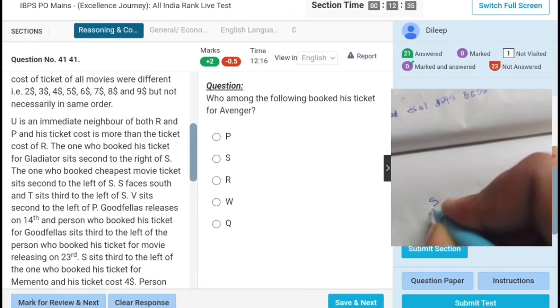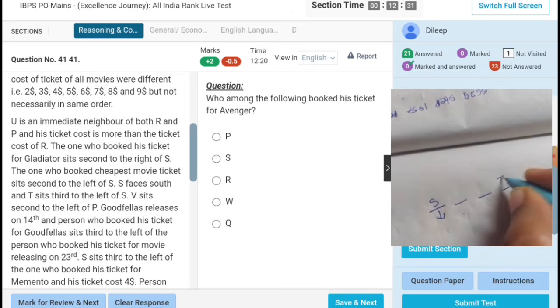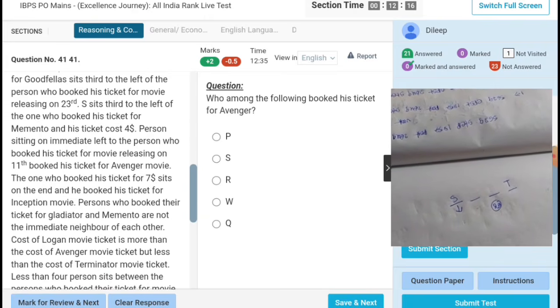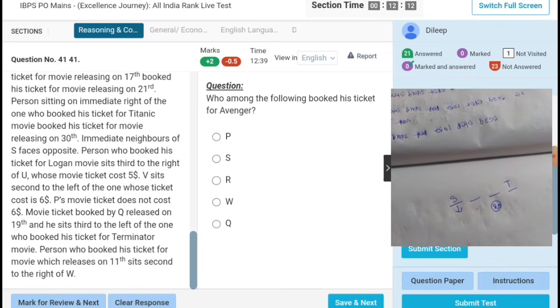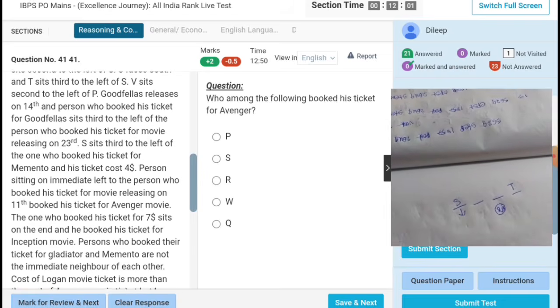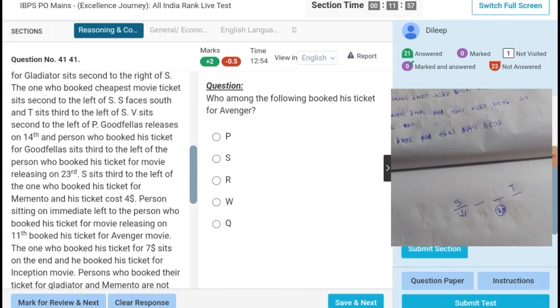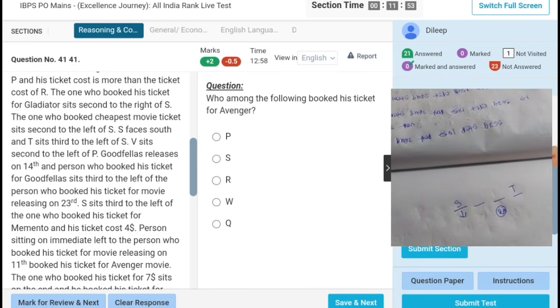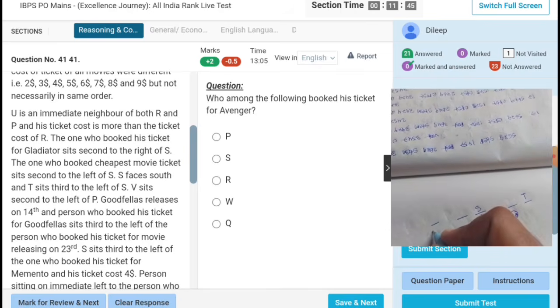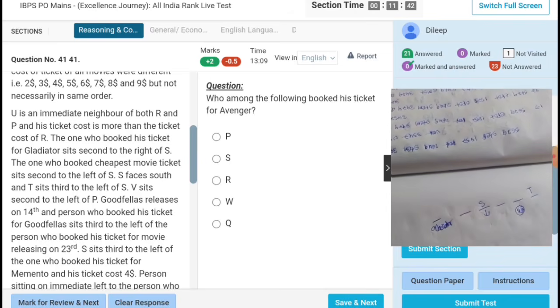So S faces south, T is to the left of S. The one who is second to the left of S. And V is second to the left of P. Is second to the right of S. So second to the right of S.